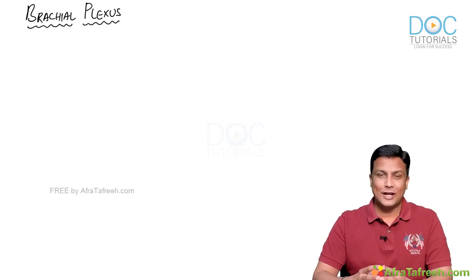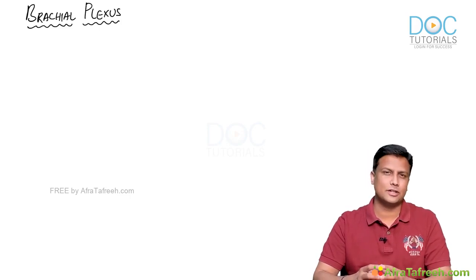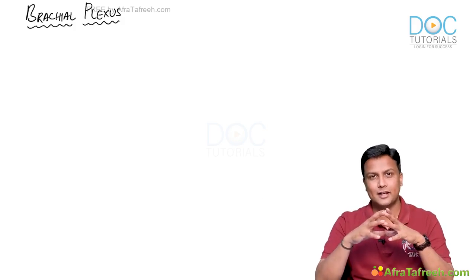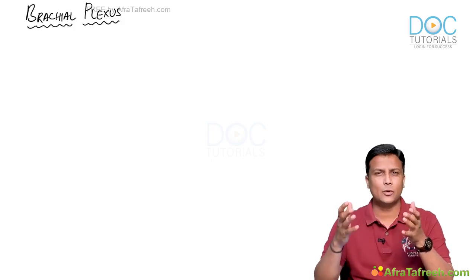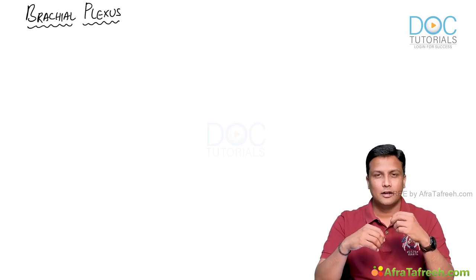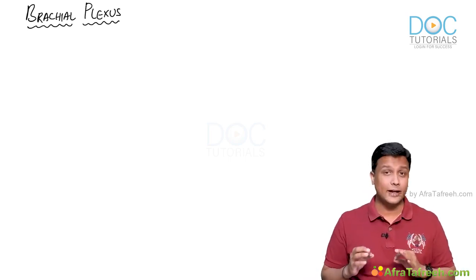Hello my dear friends, now we are going to start with the topic of upper limb, and in the upper limb topic, the very first topic that we are going to learn is brachial plexus. Now guys, you have to actually know what is the meaning of plexus. Remember, plexus means network. You will be coming across this word many times in your entire MBBS, like lumbar plexus, pampiniform plexus. So wherever you come across the word plexus, remember it is network.